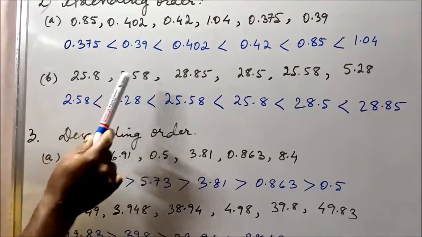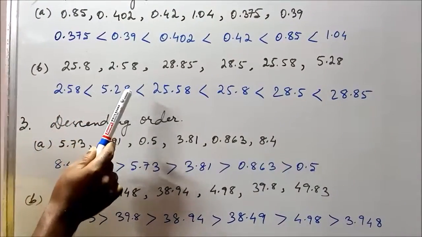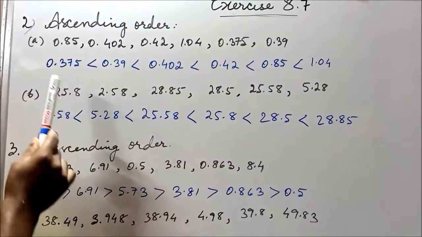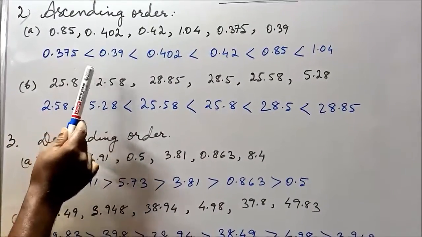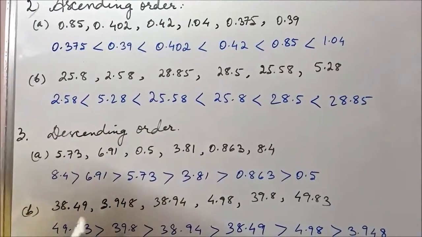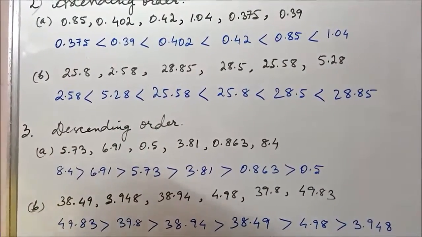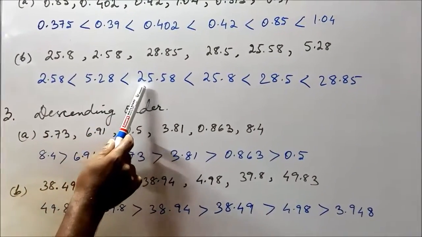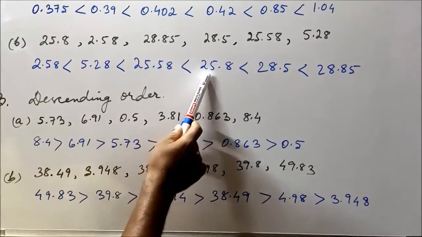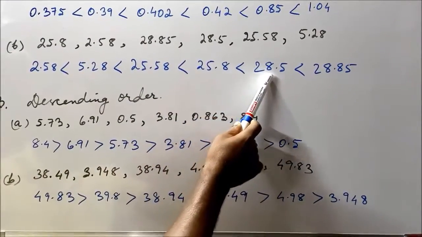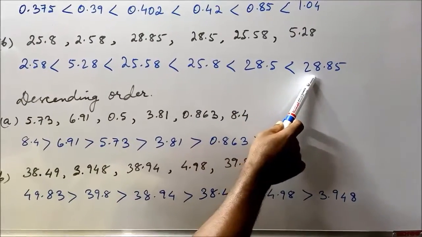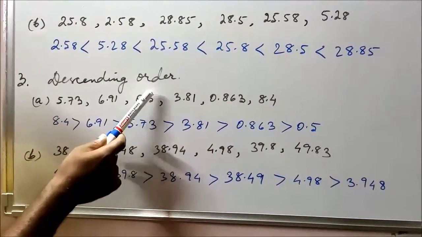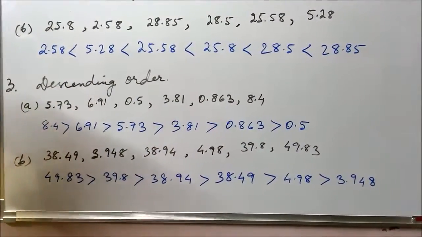Now while writing in ascending order, we must see the whole number part, and if the whole number parts are all same, then we have to go to the decimal part, 10th place, 100th place, 1000th place, each place we have to compare and then write them in ascending or descending order. So here 2.58 is less than 5.28, is less than 25.58, is less than 25.8, is less than 28.5, and is less than 28.85.